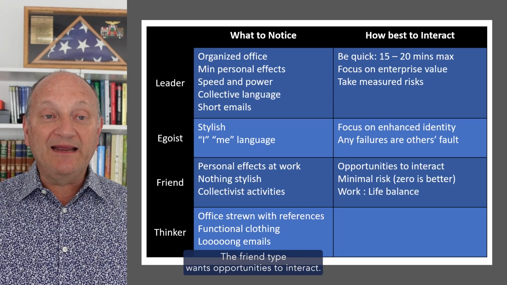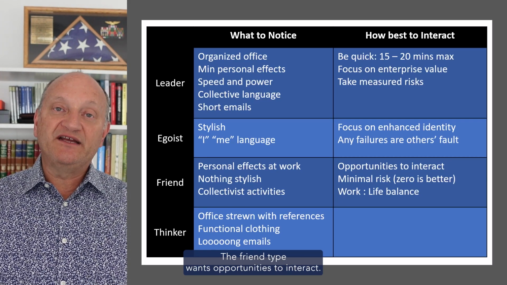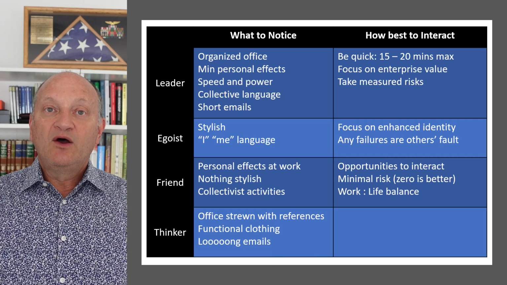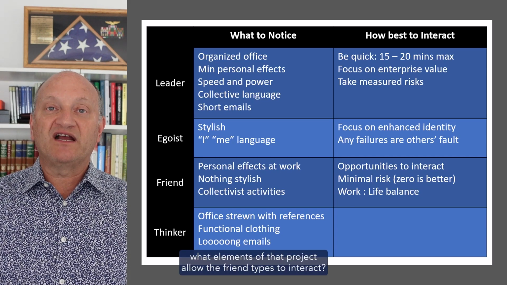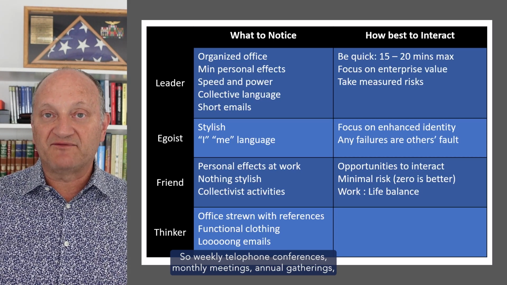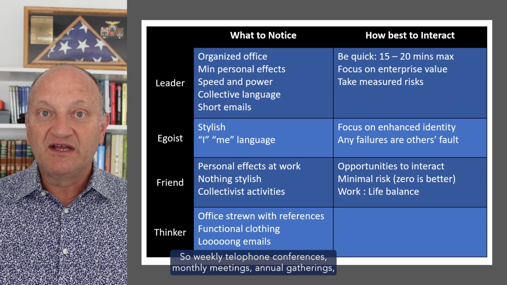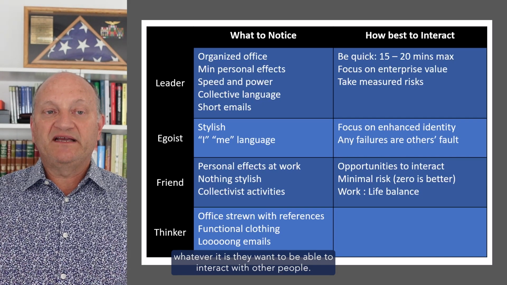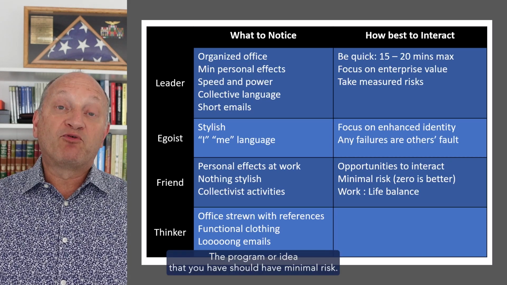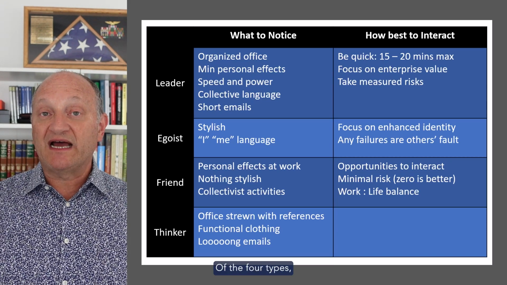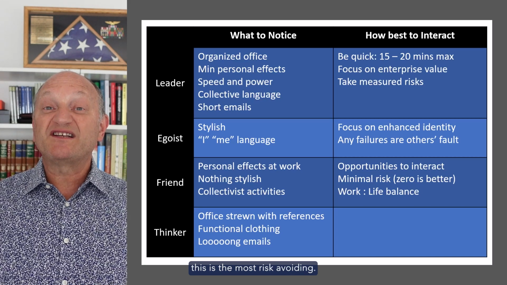Okay, the friend type wants opportunities to interact. So if you're briefing a project or a new idea, what elements of that project allow the friend types to interact? So weekly teleconferences, monthly meetings, annual gatherings, whatever it is, they want to be able to interact with other people. The program or idea that you have should have minimal risk. Of the 4 types, this is the most risk avoiding.